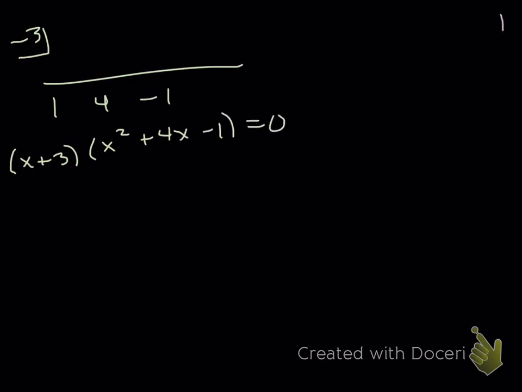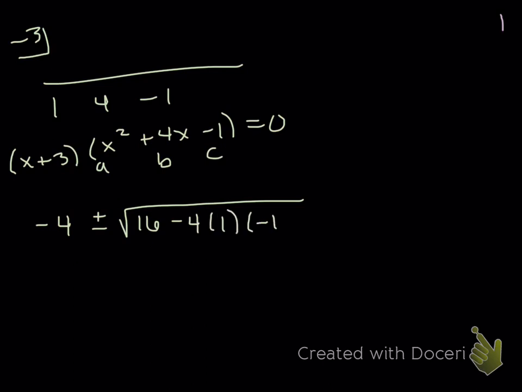And this is not going to be factorable. Nothing's going to multiply to be -1 and add to be 4. So I have to do the quadratic formula for that second part. So a is 1, b is 4, c is -1. So I have -4 plus or minus the square root of b squared, which is 16, minus 4 times 1 times -1, all over 2 times a, which is 1, so 2 times 1 is 2.